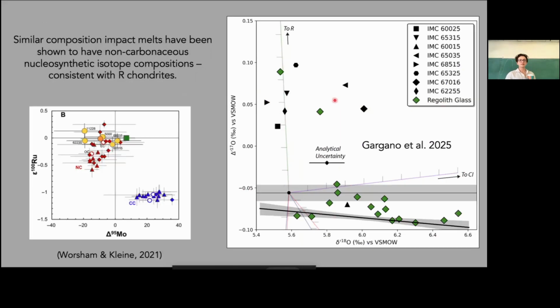And some of these materials too have recently been measured for nucleosynthetic isotopes, and they're demonstrably non-carbonaceous, which works with the idea of it being an R chondrite. So everything works out pretty well here.